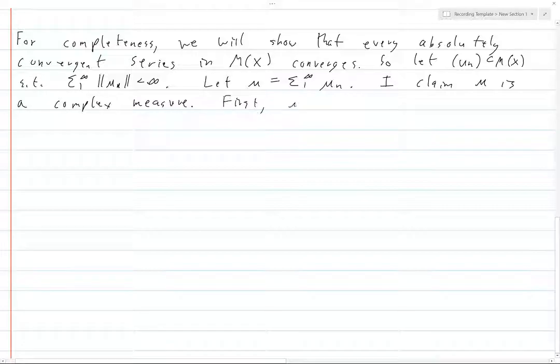First, okay, well, what's a measure? The measure of the empty set has to be 0. But this by definition is just the sum of the μ_n's, and these we know are complex measures, and so this is 0.